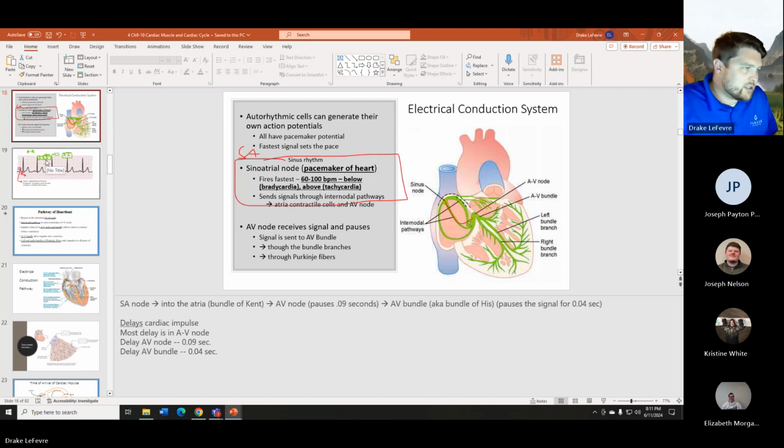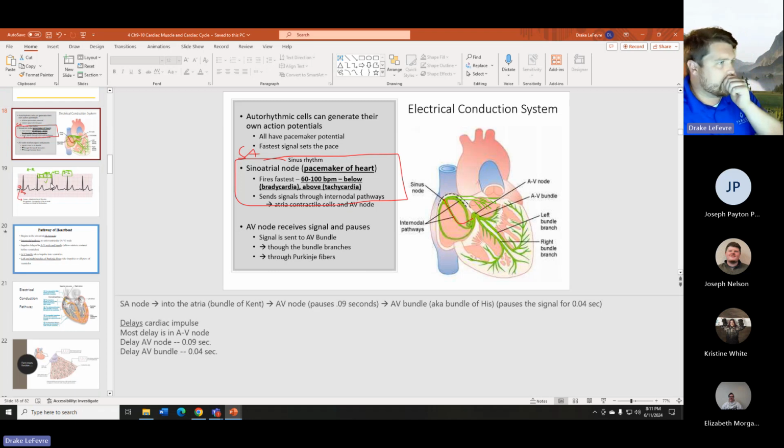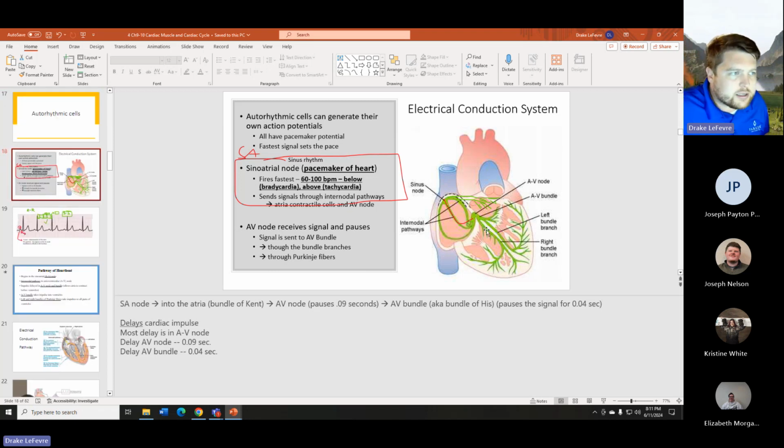We need a pause at the AV node, the AV bundle, between the atria and the ventricles, to allow the atria to contract, to squeeze, and have those valves open and actually push and empty the blood from the atria into the ventricles. Does that make sense, why there needs to be that pause? Yes. Okay.